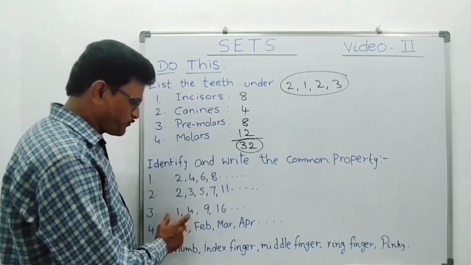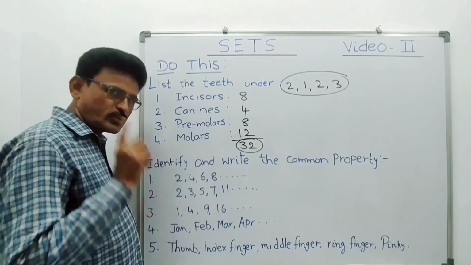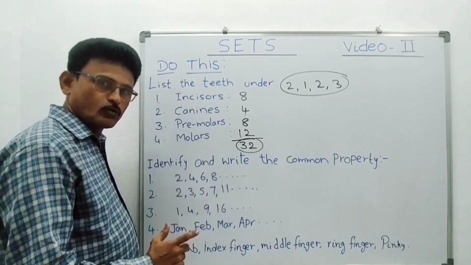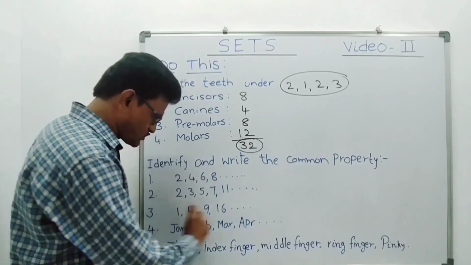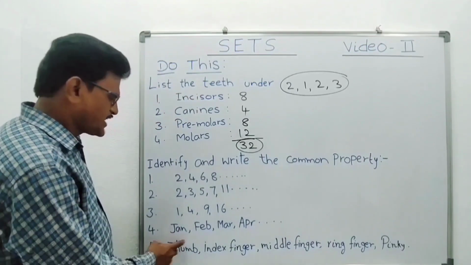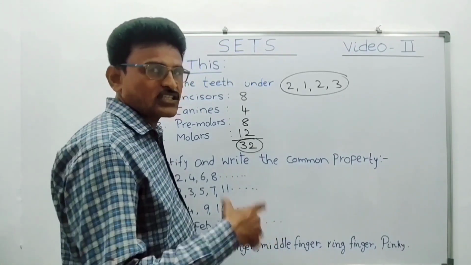Now, 1, 4, 9, 16, and so on. Just by observing the numbers, you have to get the idea. This is 1 square, 2 square, 3 square, 4 square. Square of natural numbers. What is the common property? Square of natural numbers. Now, January, February, March, April, and so on. So what are these? Months of year.